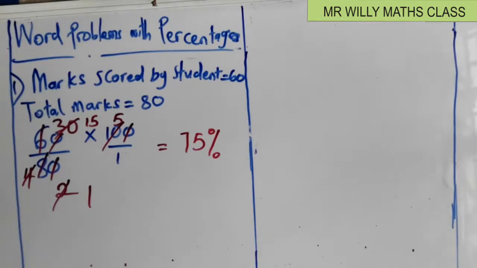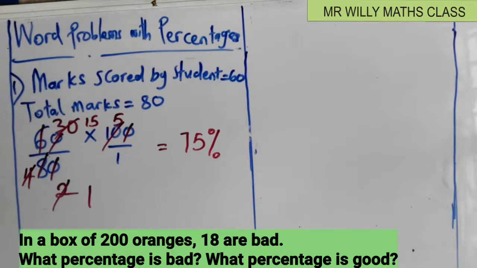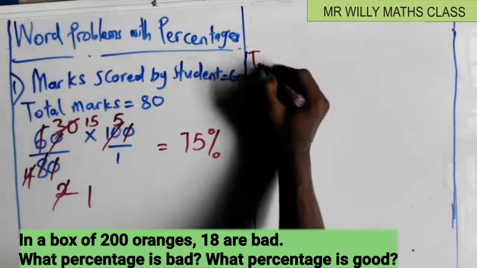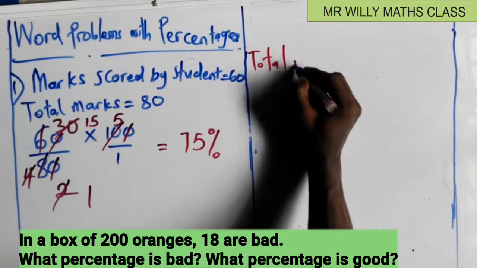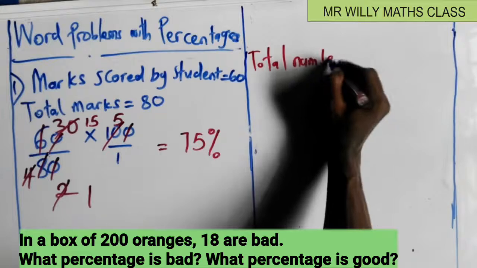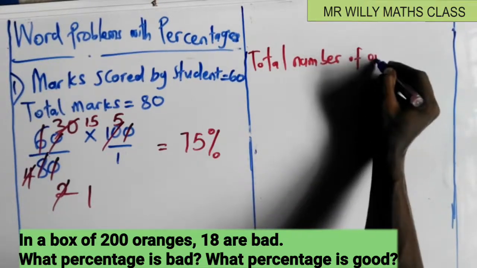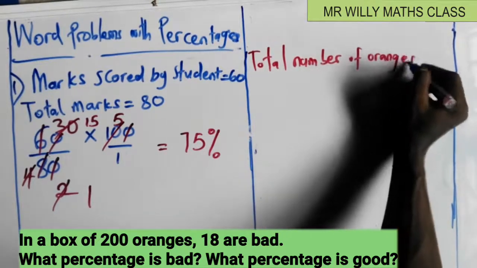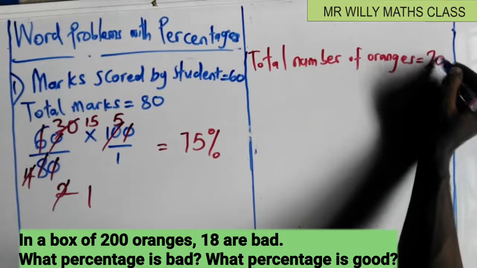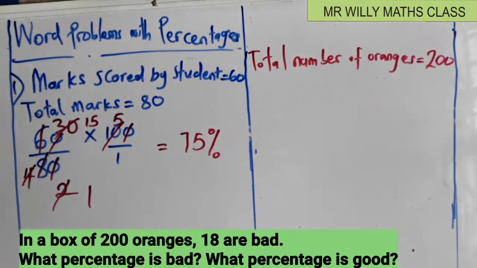Let's go to another question. The question says that in a box of 200 oranges, 18 are bad. What percentage is bad? What percentage is good? I'm going to read the question again. In a box of 200 oranges, 18 are bad. What percentage is bad? So the total number of oranges is, we're having 200. Total number of oranges is 200.